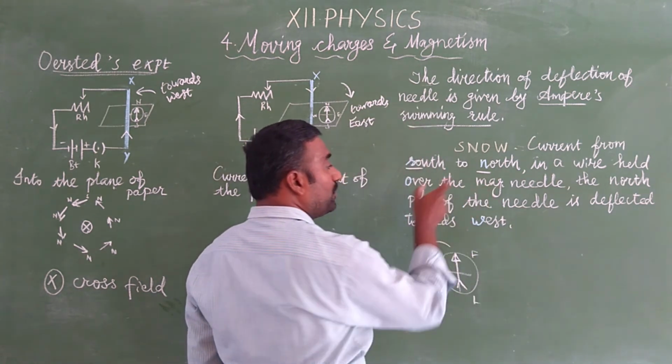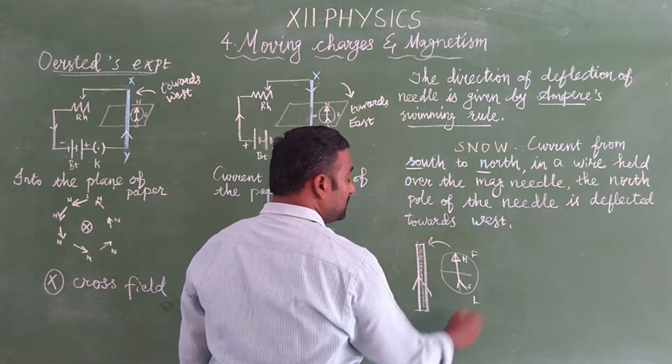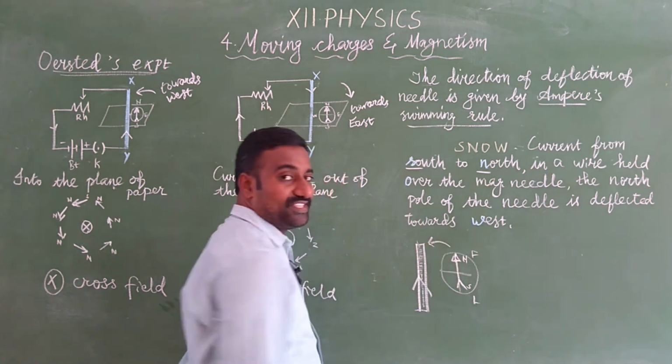In a wire held over the magnetic needle, this is the needle north and this is needle south. The north pole of the needle is deflected towards the west side. Okay.